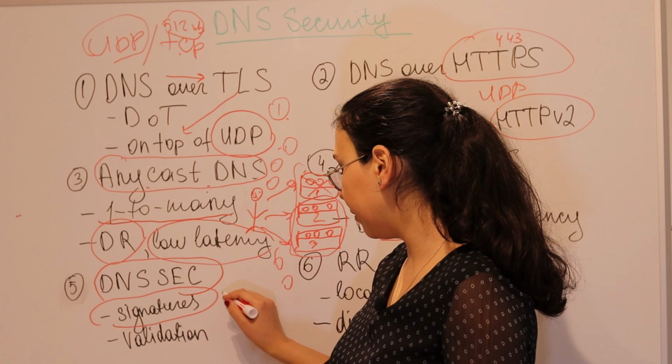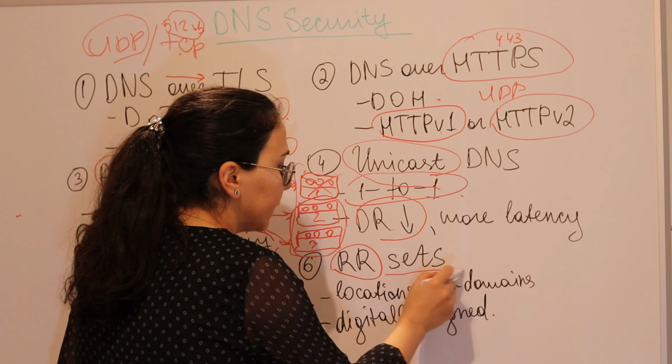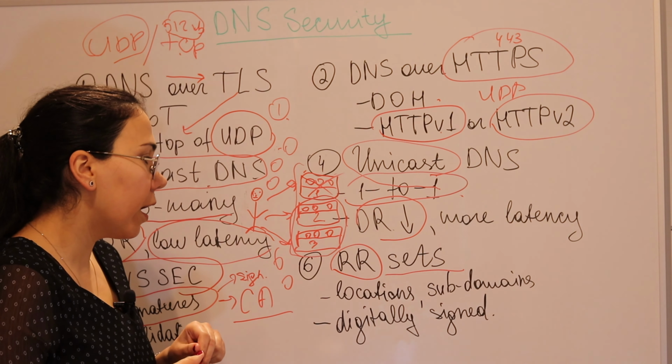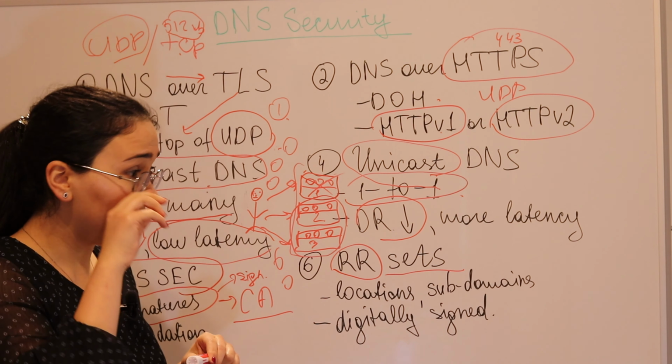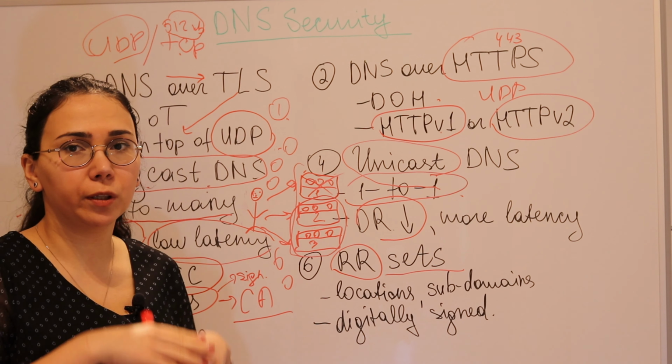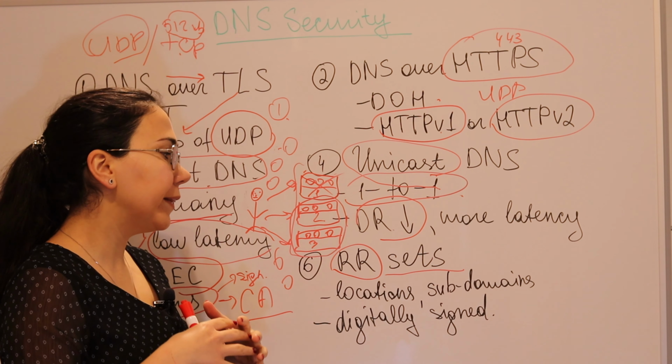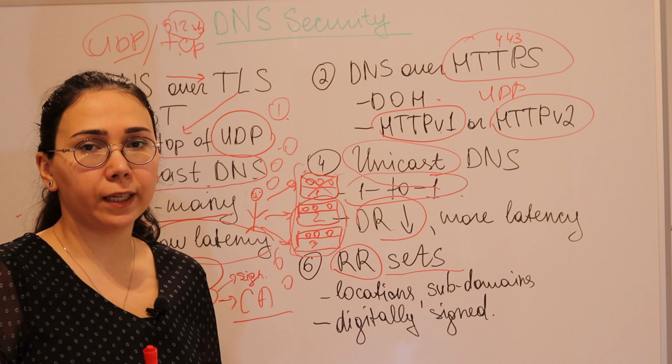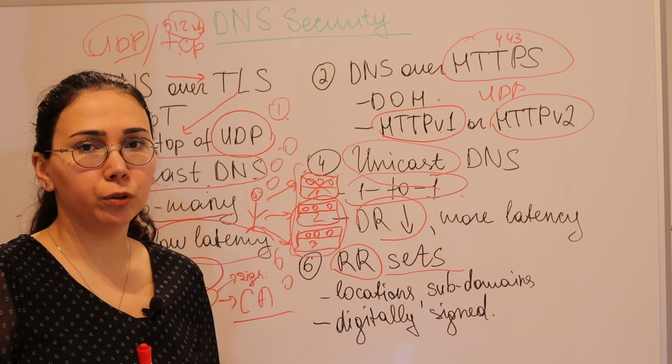DNSSEC utilizes the resource record sets. Resource record sets are nothing but a grouping of different domains or subdomains. So the grouping principle can be customized. I can't tell you that the domain names are grouped only by location. I can't tell you that domain names are grouped only by subdomains, because that wouldn't be quite correct. Resource records are used in order to attach and provide signatures for the single resource record.